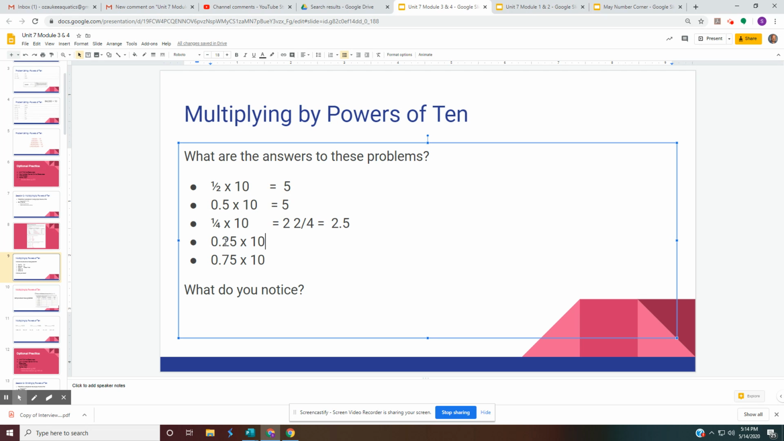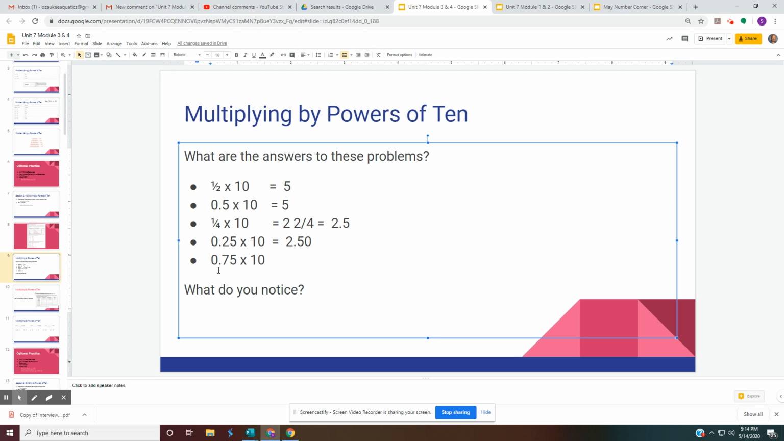So now let's take a look at this. What if I multiply 0.25 times 10? Or if I have 25 cents and I have 10 quarters, how much do I have? I have $2.50, right? Same. 1/4 is the same as 0.25. So what did you notice? I multiplied by 10 and all I did was move my decimal point one spot to the right.